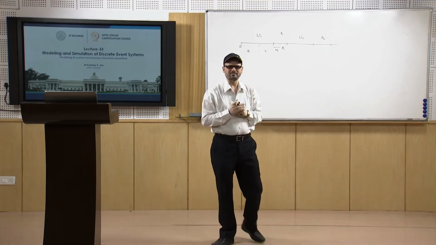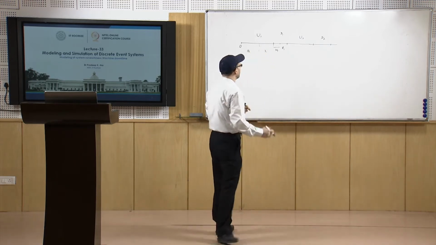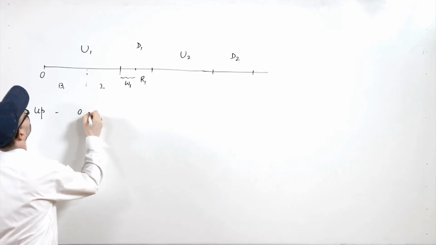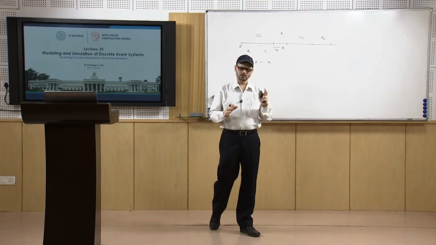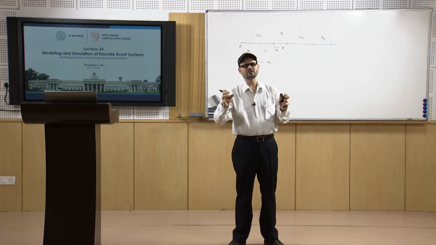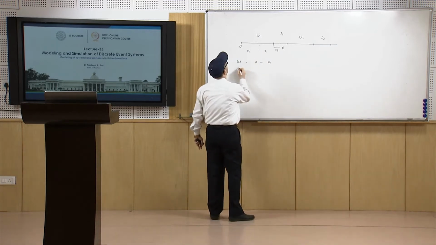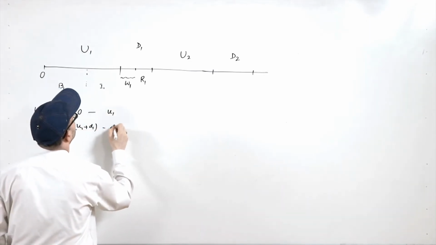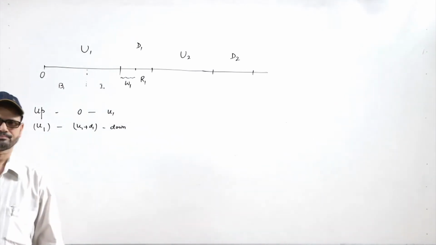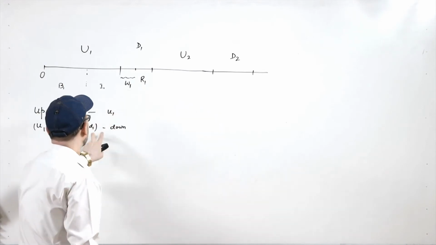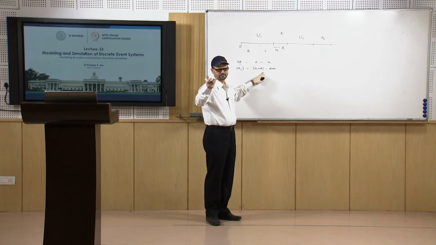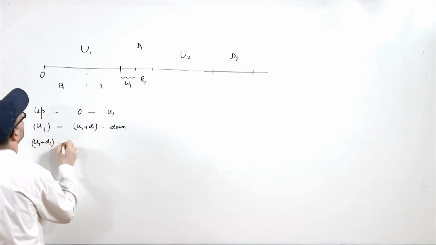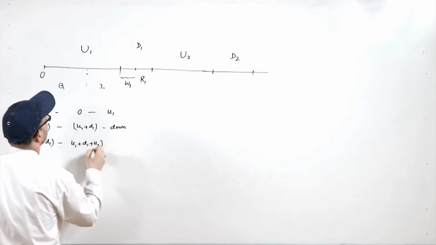Now, at that time the machine will fail, so it is expected that the machine will be down. The machine is up during the period 0 to u1. Once you have the u1 value, you will see that from 0 to u1 the machine is up. Now, from u1 to u1 plus d1 the machine will be down. Once again, it is expected that once this time is over, the machine will be up again. So from u1 plus d1 to u1 plus d1 plus u2, the machine will be up again.